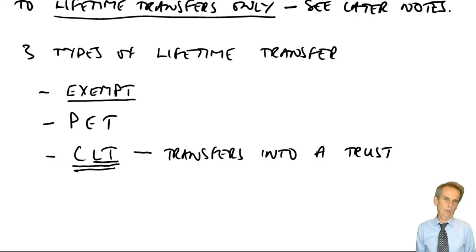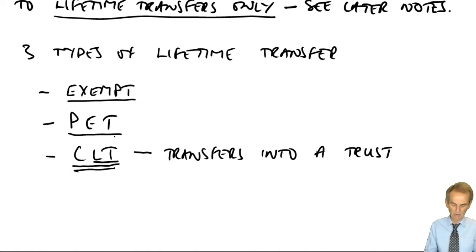Any other transfers, and this represents the vast majority of transfers that you would ever see within an exam question, are known as PETs. There's a lovely acronym, PETs, P-E-T. What does that PET stand for? It is a potentially exempt transfer. A potentially exempt transfer. And it is that type of lifetime transfer that we have been discussing in the limited amount of the notes that we've seen so far.